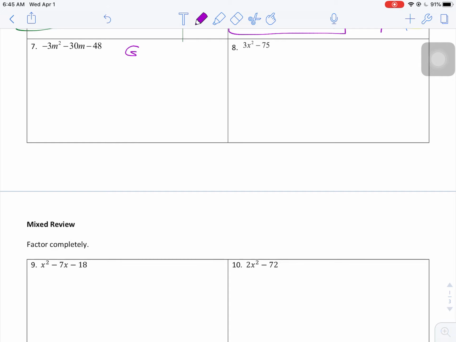So on 7, you'll notice our first term is negative. So we're going to want to factor out the negative version of the GCF. So all those numbers are divisible by -3. And then there are no variables in all of the terms. So I can only divide out a -3. Then I'm left with m squared plus 10m plus 16. So then looking at your leftovers, you want to notice that you have a basic trinomial.